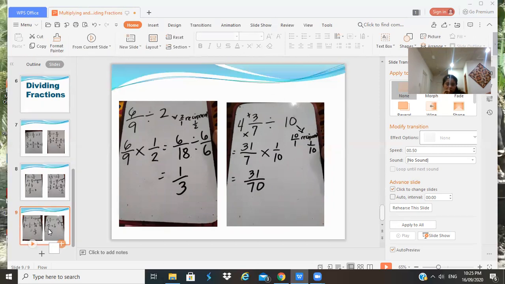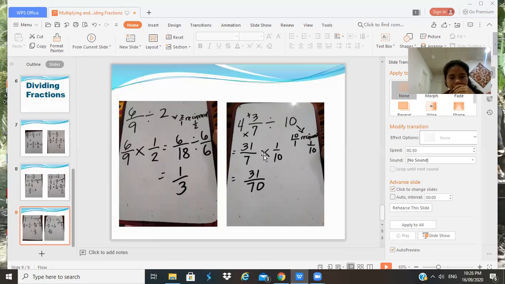The 2 has an understood 1 in the denominator, because it is a whole number and has no denominator, which means it is understood to be 1. So that's 2 over 1. Then the reciprocal of 2 over 1 is 1/2. So that's why we have 6 over 9 times 1/2. Let's multiply directly. 6 times 1 is 6. And 9 times 2 is 18. So 6 over 18 divided by 6 over 6 is 1 over 3. That's 1/3. So 6 over 9 divided by 2 is 1/3.